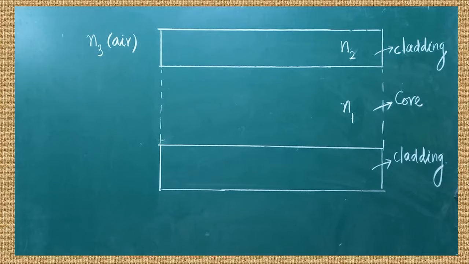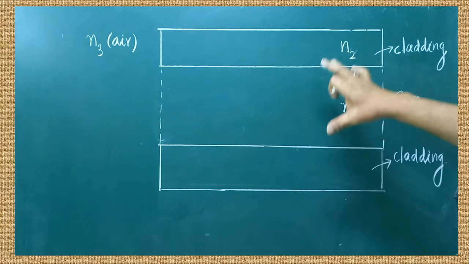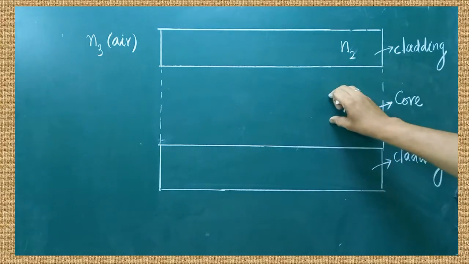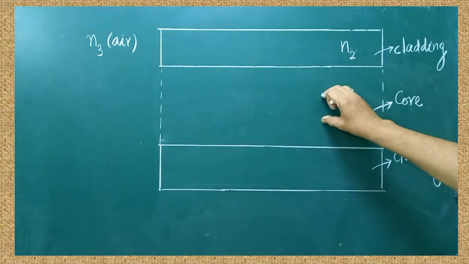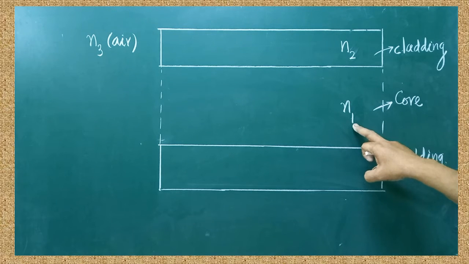Now we are going to derive one important expression for acceptance angle in the case of optical fibers. Here I have drawn the cross-sectional view of the optical fiber. This is the middle portion of the optical fiber. That middle portion is called the core and its refractive index is N1.